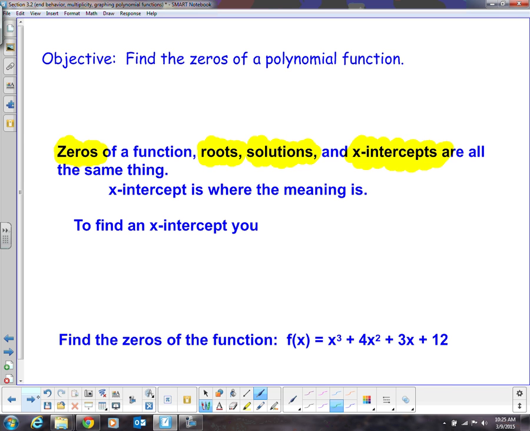I hope we don't... I don't know if we have zeros or not. We don't? Okay.